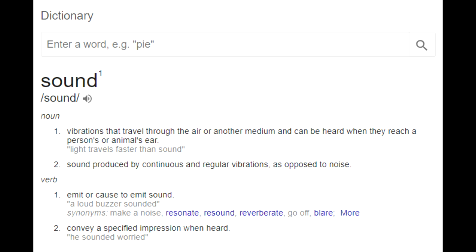So I used the term auditory system. Google has their own definition, which I think is fine, but they're not as general, so I don't think it's as good. They say vibrations that travel through the air or another medium and can be heard when they reach a person's or animal's ear.